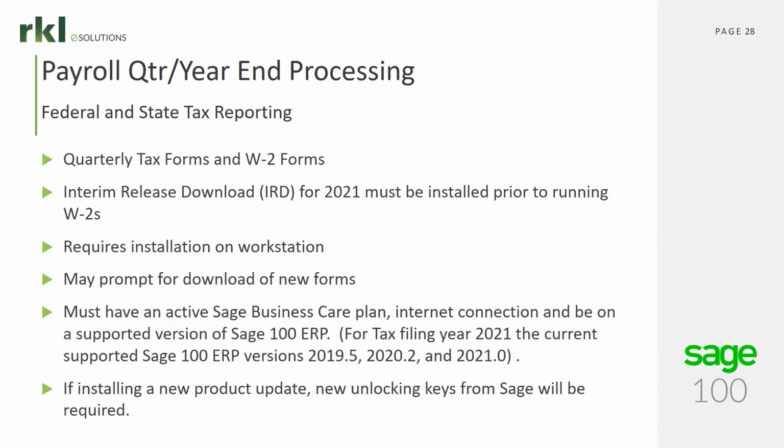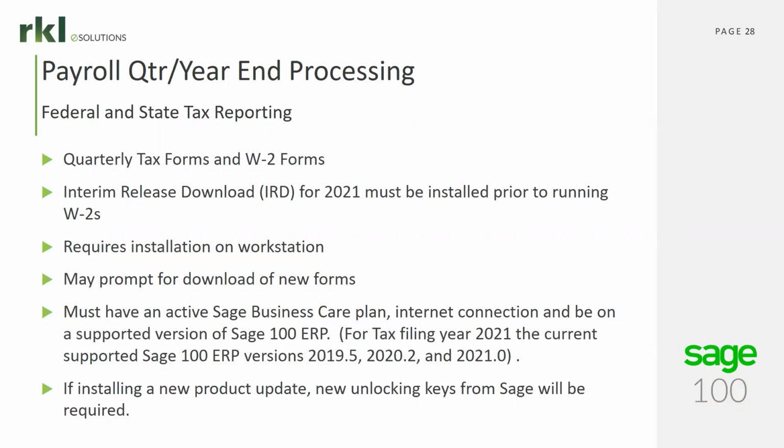Your quarterly tax forms and W-2 forms are processed under your payroll, federal, and state tax reporting task. The IRD mentioned earlier must be installed prior to running your W-2s. The installation of the federal and state tax reporting program must be done on the workstation where the processing will occur. And you may be prompted to download the 2021 tax forms.